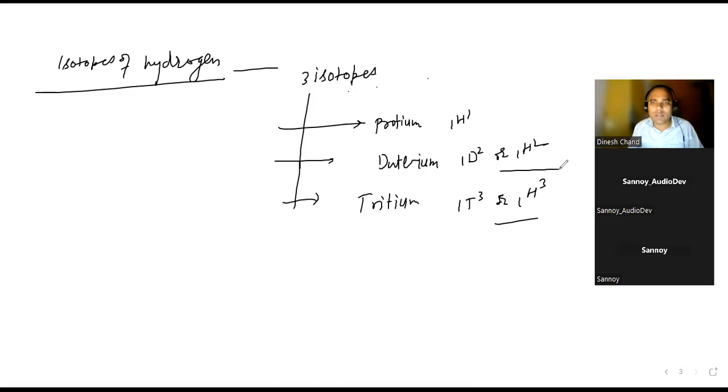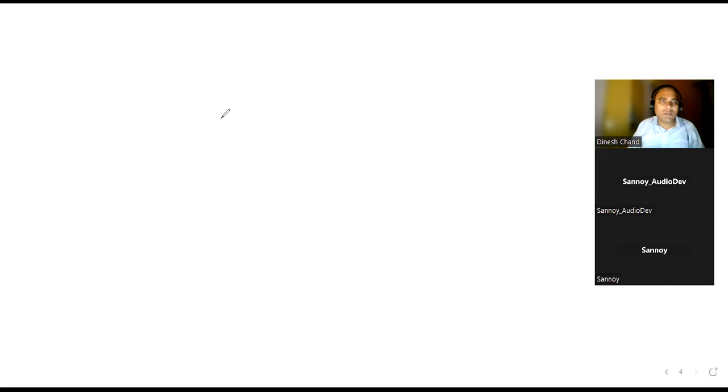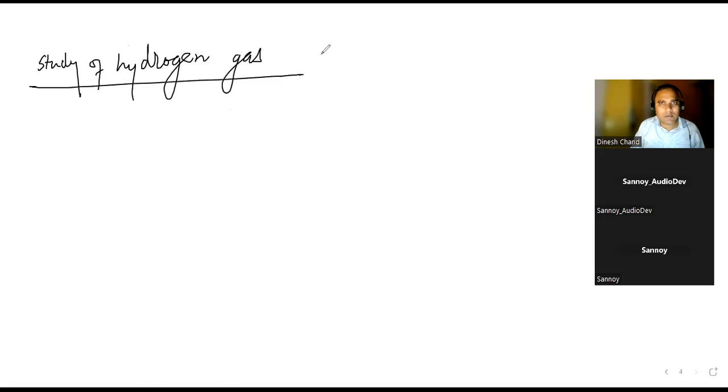So you got to know that tritium is radioactive, and its lifetime is very small, right? Now we are going to study the compounds of hydrogen. Many things I am not telling you, like how the preparations are done. The study of hydrogen gas.